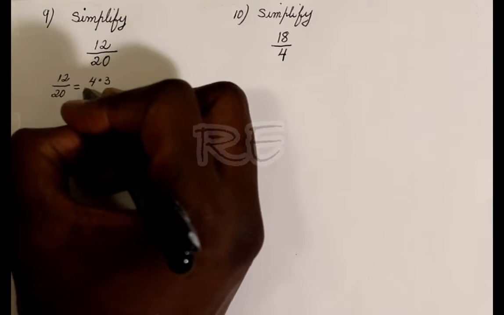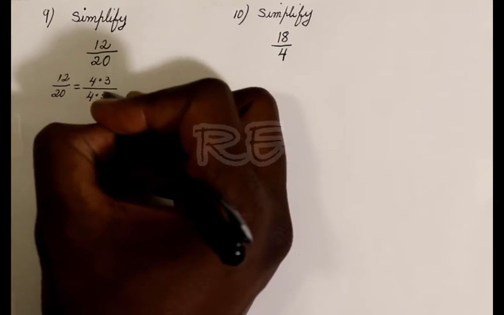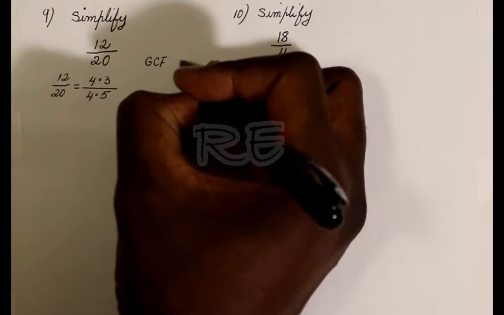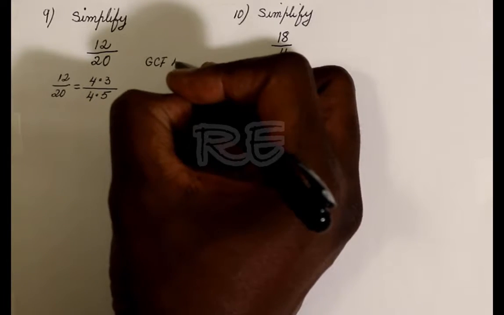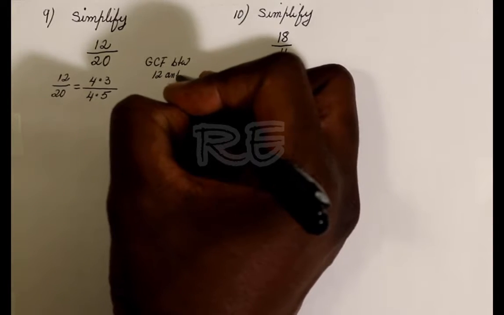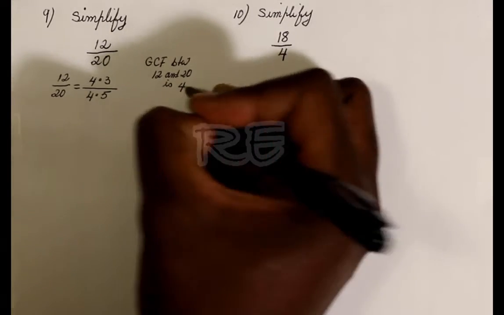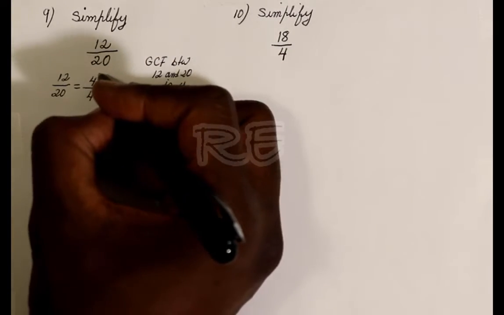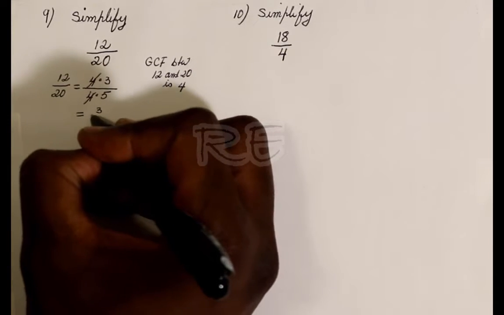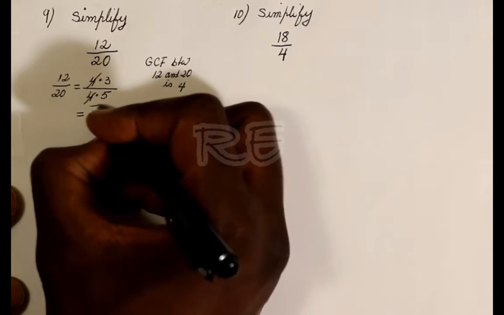12 is 4 times 3, and 20 is 4 times 5. Therefore, the GCF between 12 and 20, the greatest factor that they share, is 4. Cancel 4. 4 over 4 is 1. We have 3/5 as our answer. Box it.